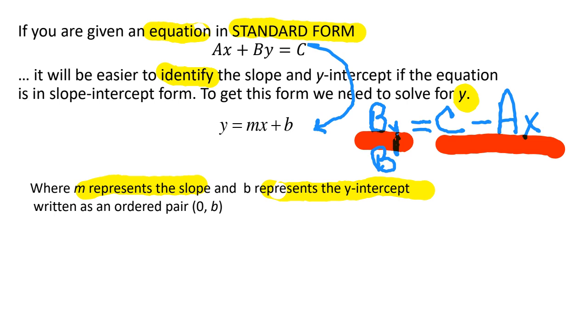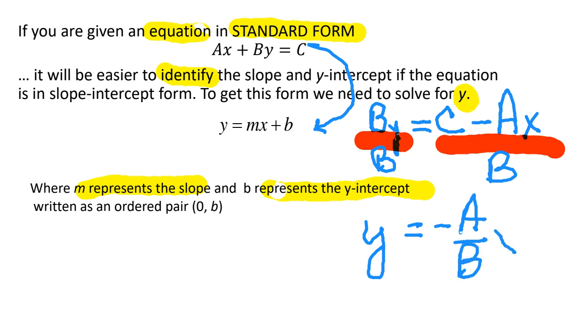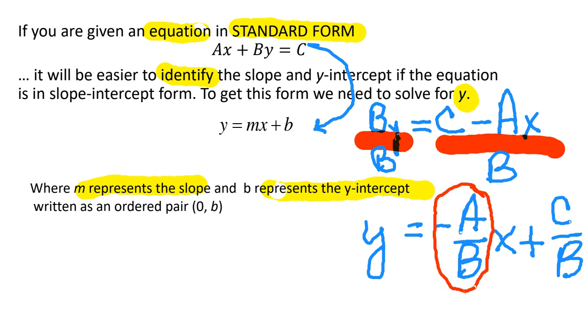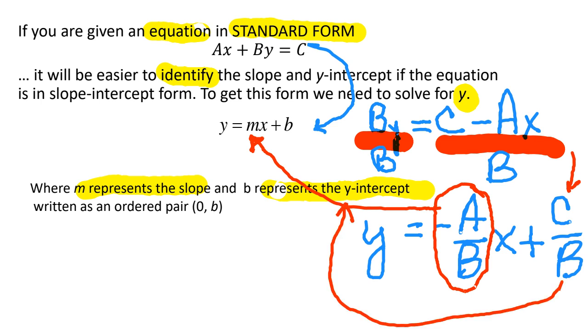Now, this gives me y equals negative a over b x plus c over b. This negative a over b is the slope. That's my slope. C over b is my y-intercept. This is a symbols game.